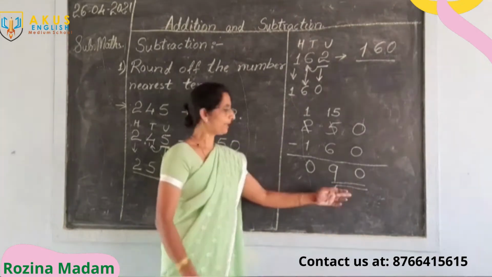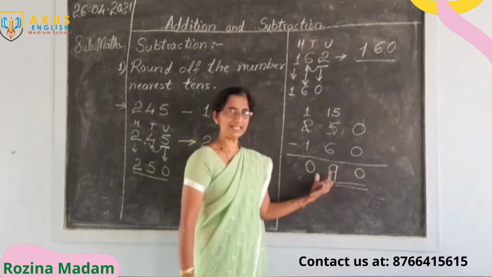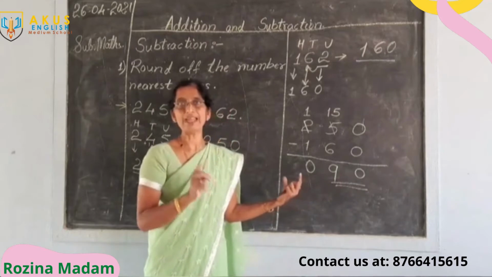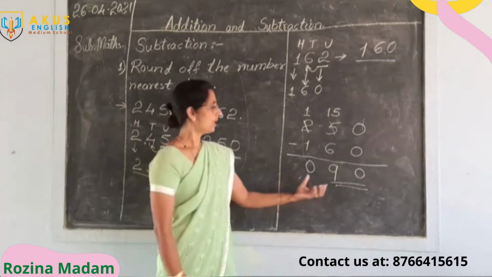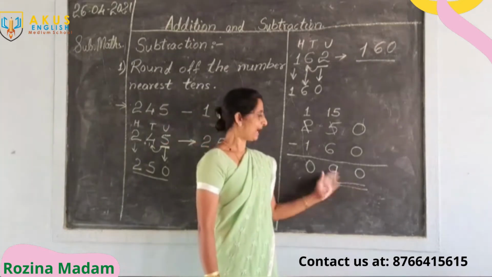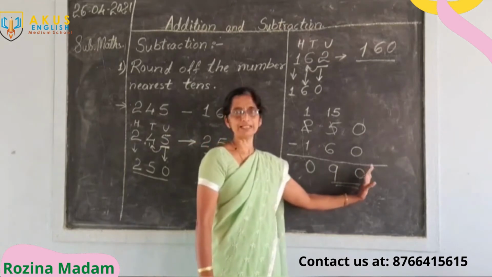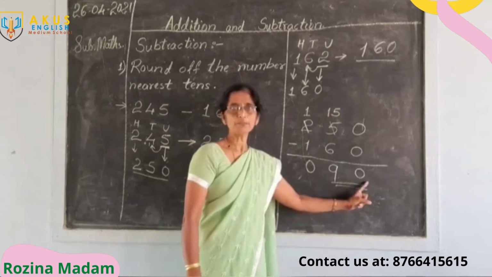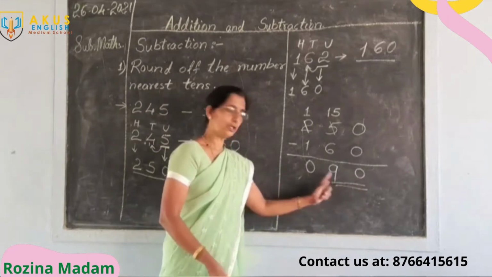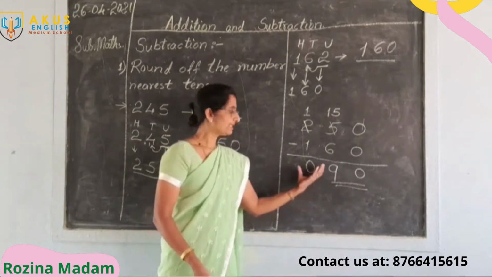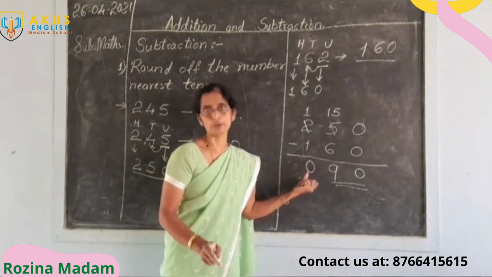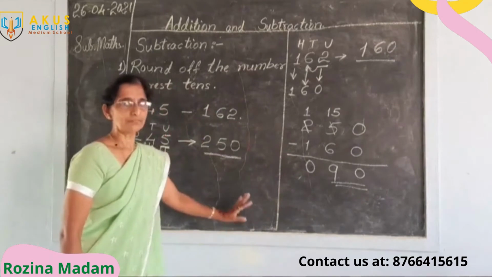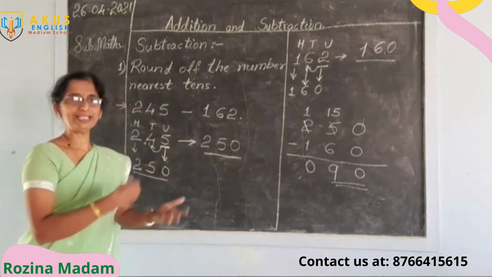No, this is wrong. Because see children, before any number, when we write 0, that 0 doesn't have any value. Keep it in your mind. Only you must read the numbers after it, whatever the numbers are there. You can read 9, after 9, 0 is there, you can say 90. But before 9, when 0 is there, this number doesn't have any value. You can just keep this in your mind. So once you understood this sum, now I will proceed to the next sum.